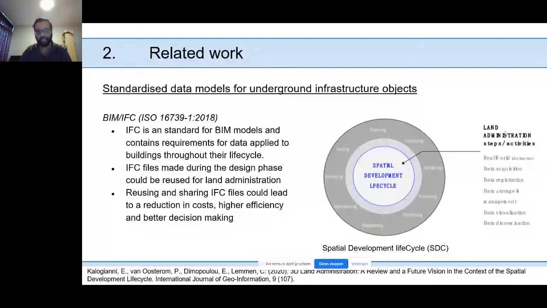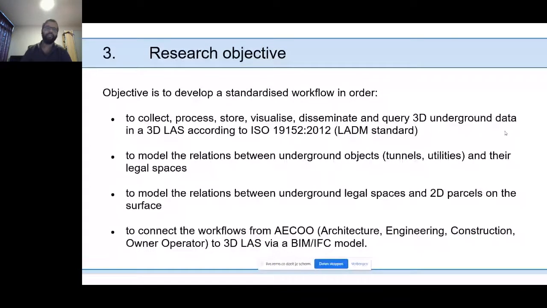The objective of this research is to develop a standardized workflow in order to collect, process, store, visualize, disseminate, and query 3D underground data in a 3D land administration system according to the LADM standard, to model the relations between underground objects and their legal spaces, to model the relations between underground legal spaces and 2D parcels on the surface, and to connect the workflows from AEC to 3D land administration systems via a BIM IFC model.